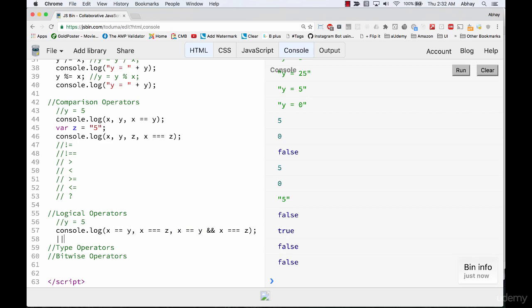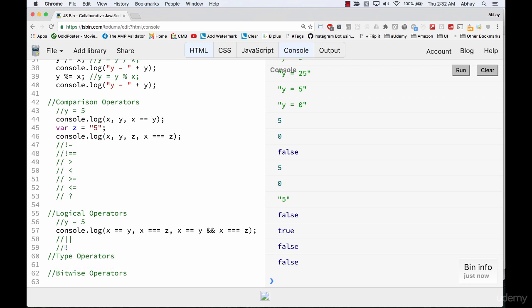We also have a logical OR and a logical NOT. So, what this means is one of the two statements need to be true, and NOT means the opposite of the answer. So if x equal to y is true, a NOT on that particular condition should give us a false.